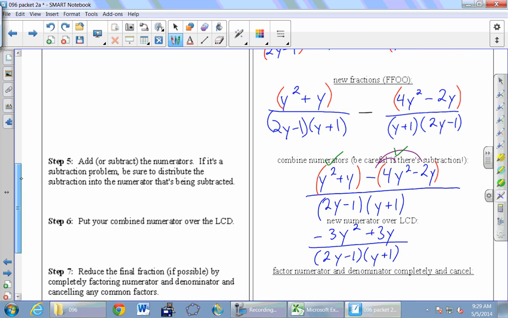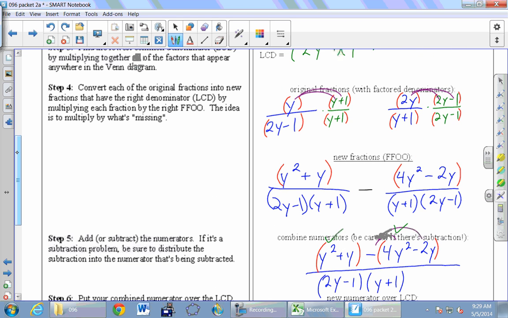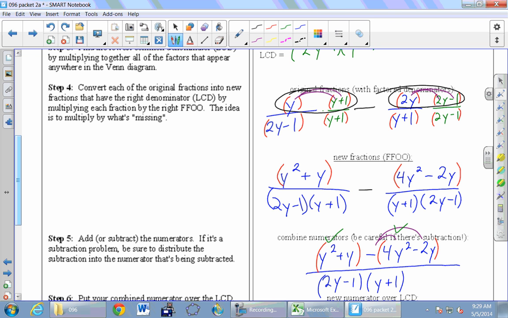But imagine if we hadn't distributed, if we just had this problem here with a big subtraction between. Sure, they've got the same denominator, but can you combine some of those guys with some of these guys? Well, I don't know. I don't know what they really are. So I have to kind of unpack them from the parentheses.